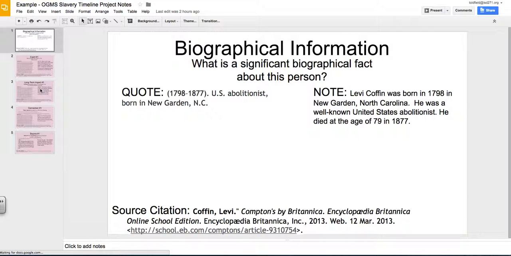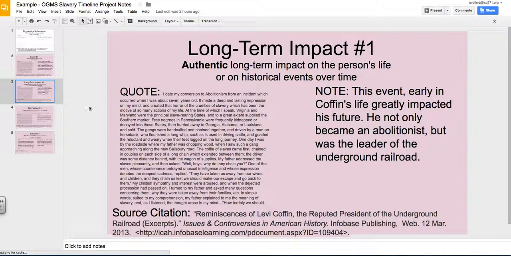All right, so for the long-term impact, you can see that I've dropped in a quotation about the event that I just described. And over here in my notes, I've talked about the long-term impact of this event on Levi Coffin's life. And I wrote, this event, early in Coffin's life greatly impacted his future. He not only became an abolitionist, but was the leader of the Underground Railroad. This event, young in his life, had a huge impact on his life, and that's what I'm focusing on in this particular note card.